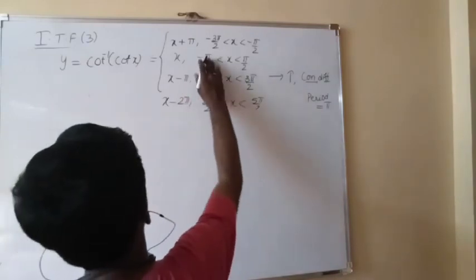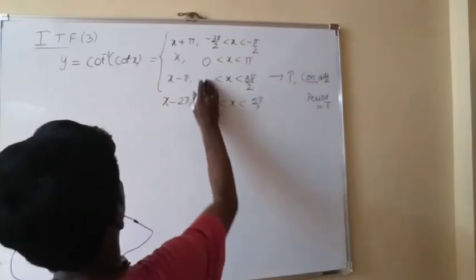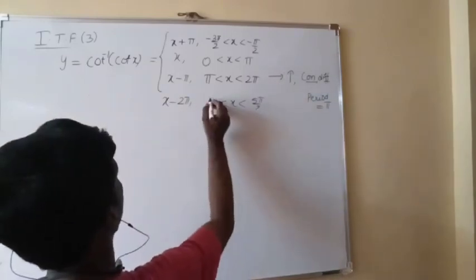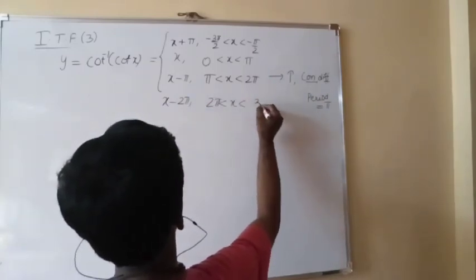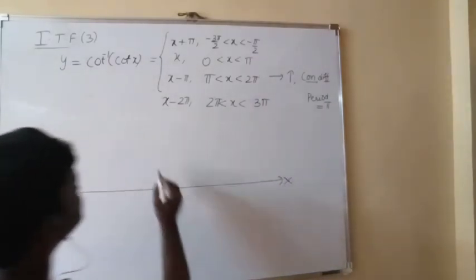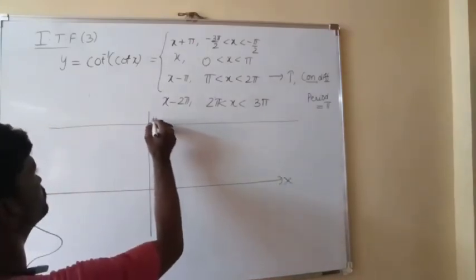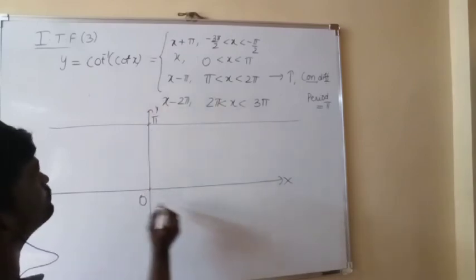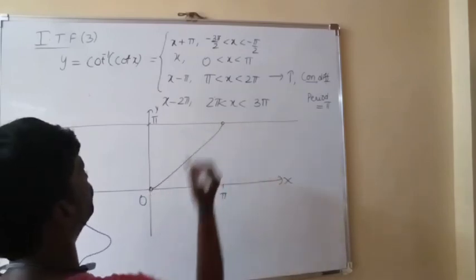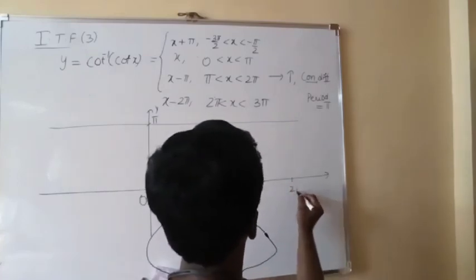So branches will be the same, but here the range will change: 0 to pi, this is pi to 2 pi, this is 2 pi to 3 pi. So what is the range of this function? 0 to pi, 0 not included, pi also not included. So between 0 to pi, the graph will be like this. The same graph will repeat between pi to 2 pi.